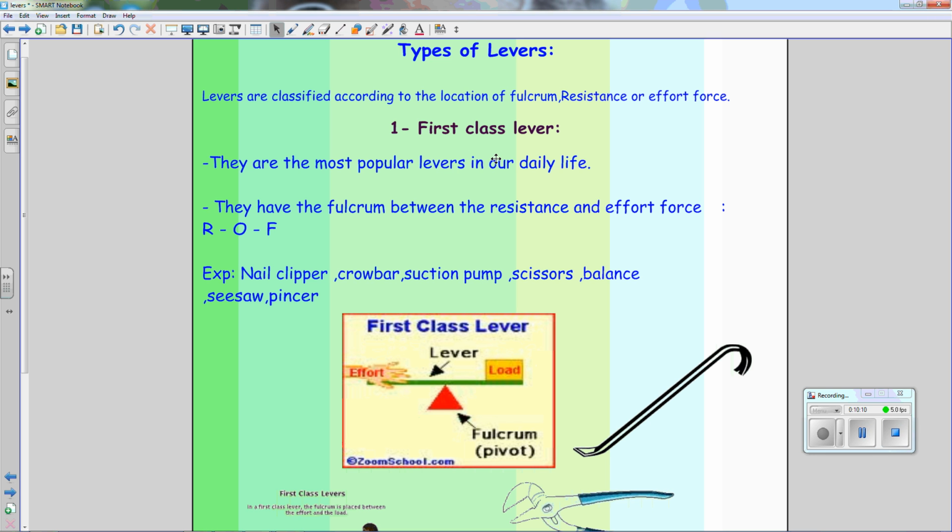Let's start with the first class, which is called the first class levers. They are the most popular levers in our daily life. We use them the most in our daily life. What is special about the first class levers? They have the fulcrum between the effort force and the resistance.